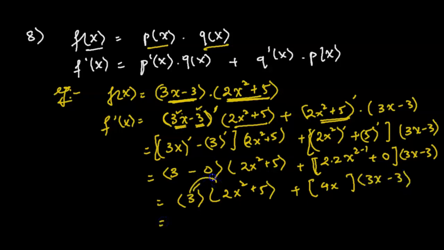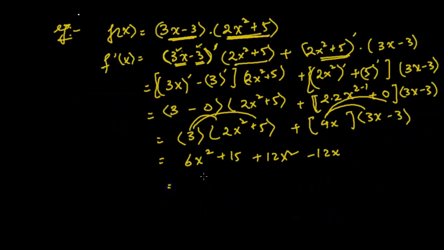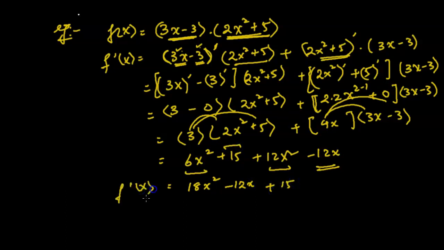So now we can expand it. This one gives us 6x squared plus 15, and this one would give us plus 12x squared minus 12x. We can always collect the like terms, so 6x squared and 12x squared will be collected together. That would give us 18x squared, and then we have a minus 12x written behind it, and then finally we are left with a plus 15. So this is the equation of our derivative function when the original function is given to us like this.